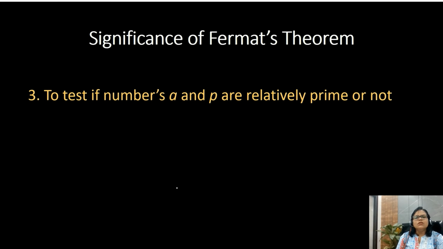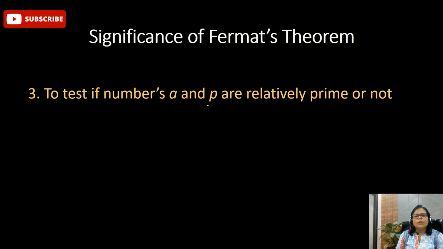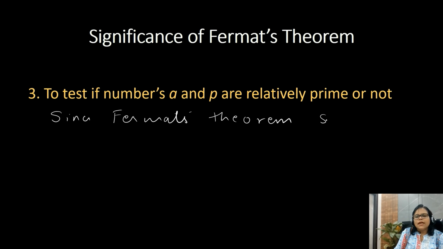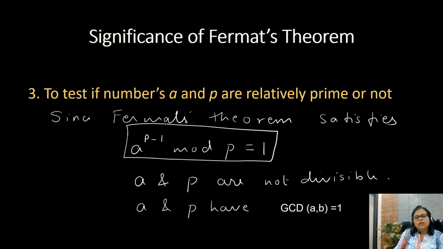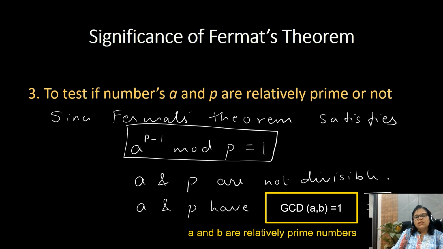The next significance of Fermat's theorem is to test if numbers a and p are relatively prime. Since Fermat's theorem satisfies the condition a raised to p minus 1 mod p is equal to 1, it indicates that a and p are not divisible, while a and p have their greatest common divisor as 1. And since it satisfies this condition, these two numbers are relatively prime.